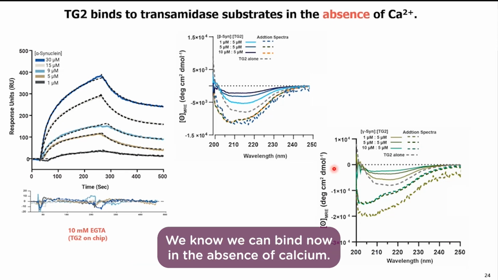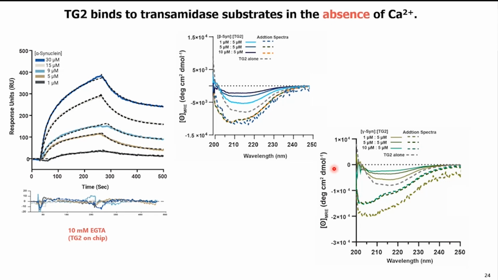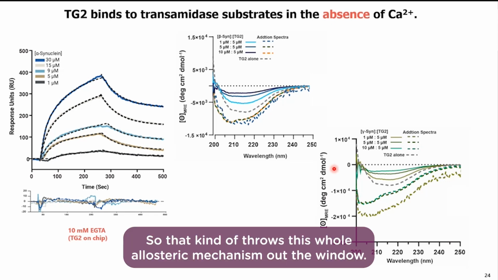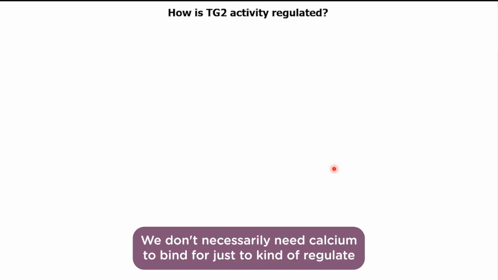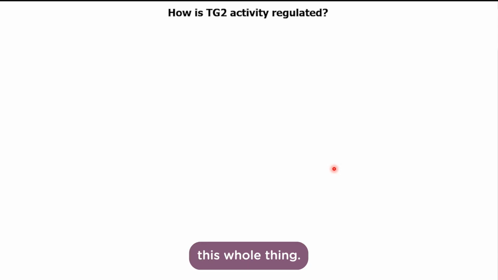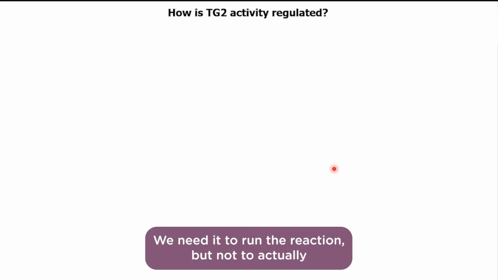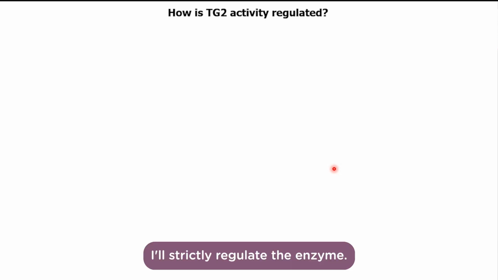We know we can bind now in the absence of calcium. Okay, so that kind of throws this whole allosteric mechanism out the window, right? We don't necessarily need calcium to bind first to kind of regulate this whole thing. We need it to run the reaction, but not to actually allosterically regulate the enzyme.